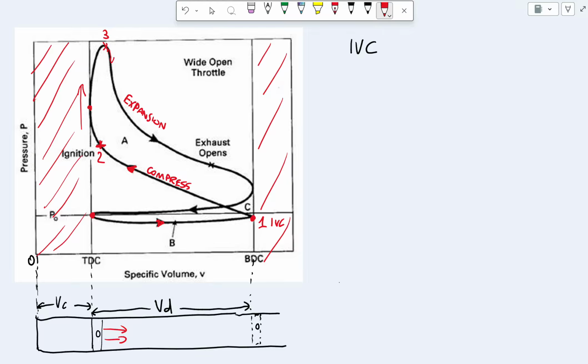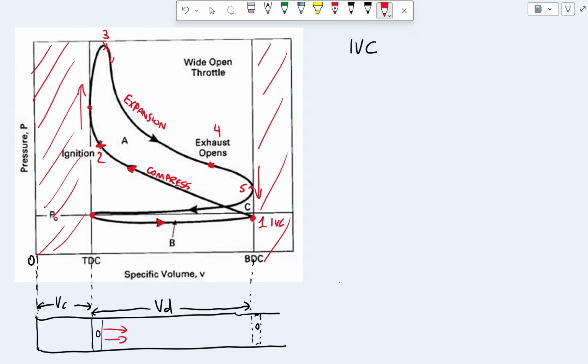And in the expansion phase, what we're doing is we're lowering the pressure by increasing the volume. And then our exhaust opens at point 4. So we can call this point 4. Our exhaust opens. And what opening our exhaust does is it allows us to release the exhaust gases. And as we release the exhaust gases, our pressure goes down even more. Okay, and we can see that our pressure drops pretty drastically.